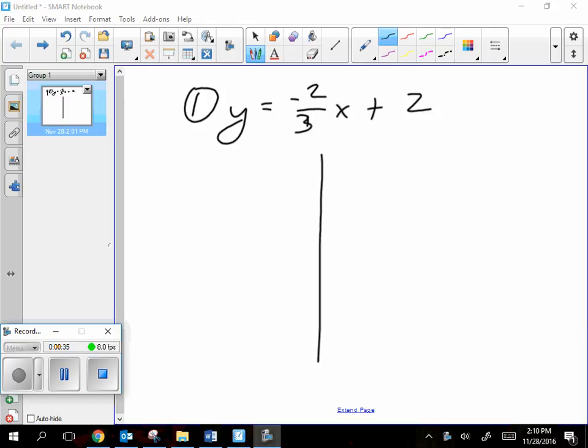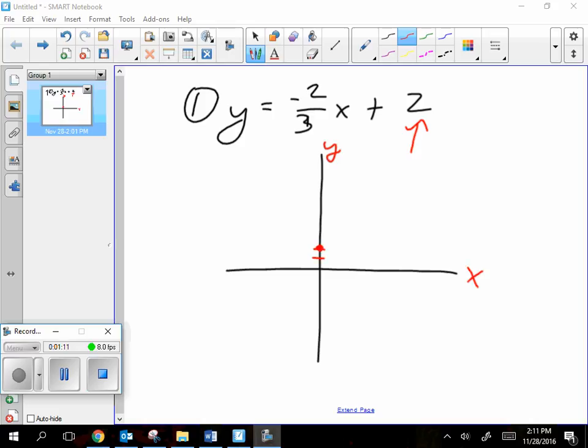Can you remind me, where do you start? Where do you start? Where do you think? I know the slope. The slope's easy. But where do you start? Where on this whole picture do you start? On the 2. Now, is it the y-intercept or the x-intercept? It's the y-intercept, and this is the y-axis, and this is the x. So it's where y is 2. Everybody put a dot right there.